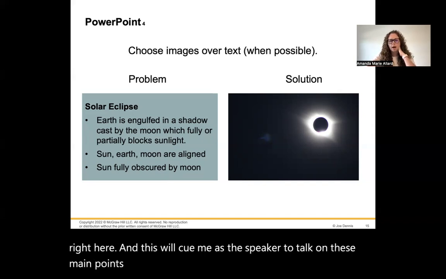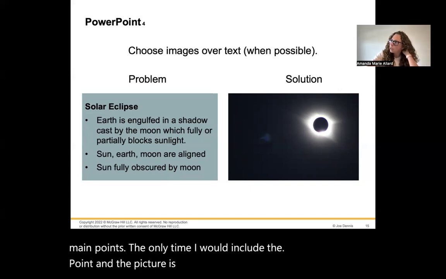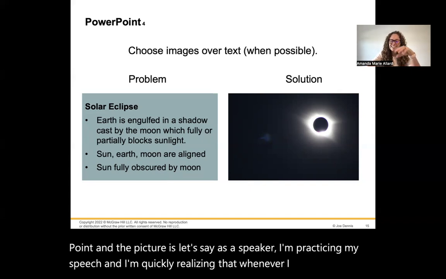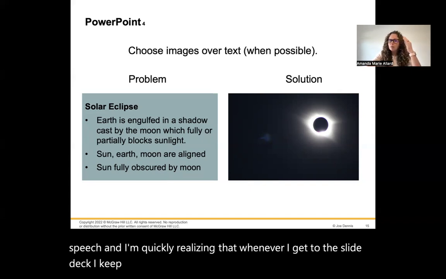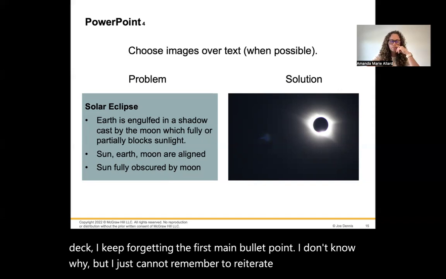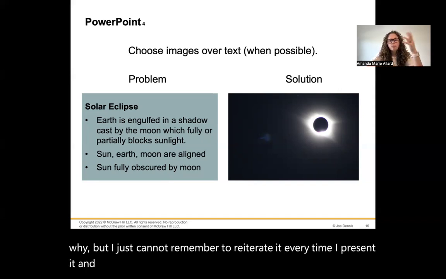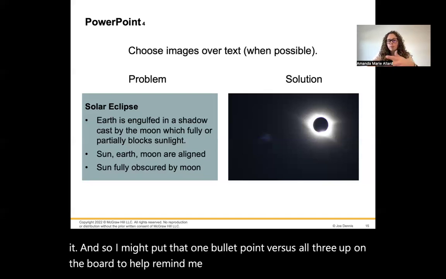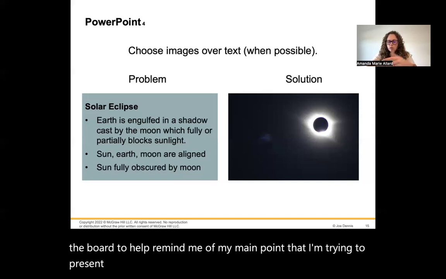The only time I would include the bullet point and the picture is, let's say as a speaker, I'm practicing my speech and I'm quickly realizing that whenever I get to the slide deck, I keep forgetting the first main bullet point. I don't know why, but I just cannot remember to reiterate it every time I present it. And so I might put that one bullet point versus all three up on the board to help remind me of my main point that I'm trying to present associated with my picture.